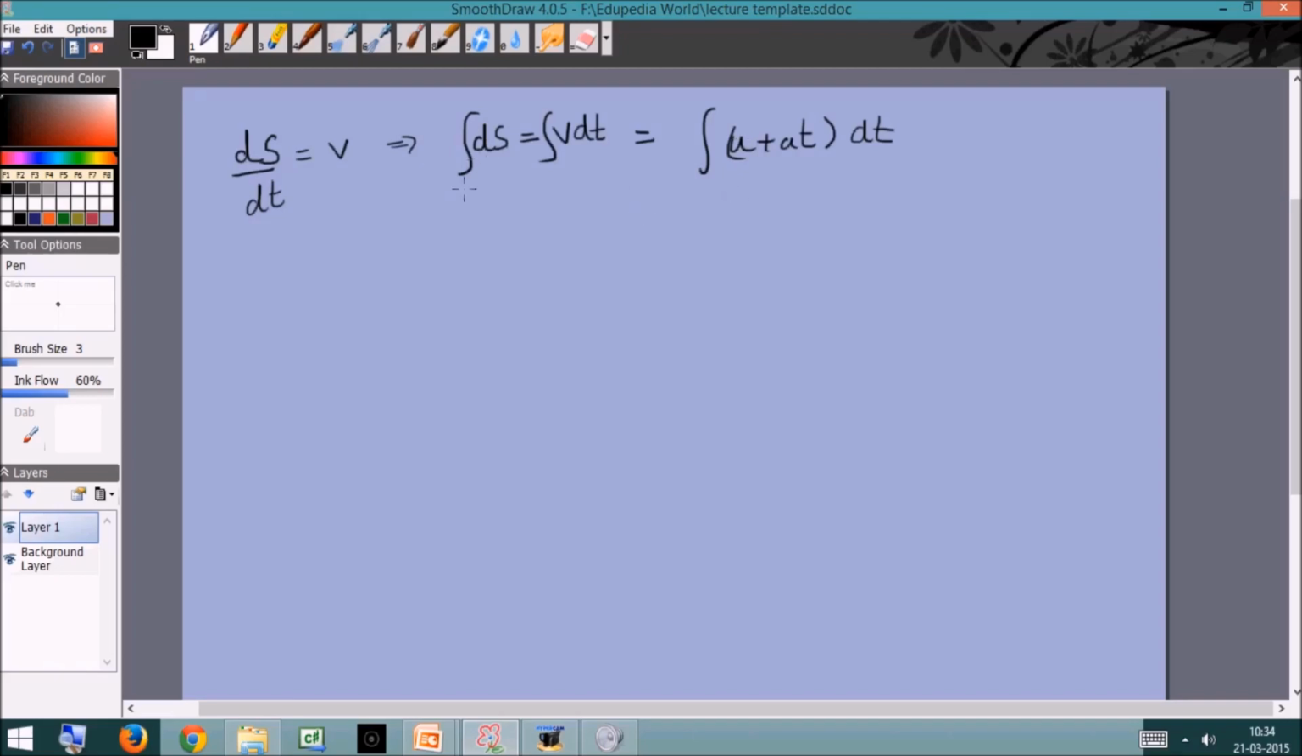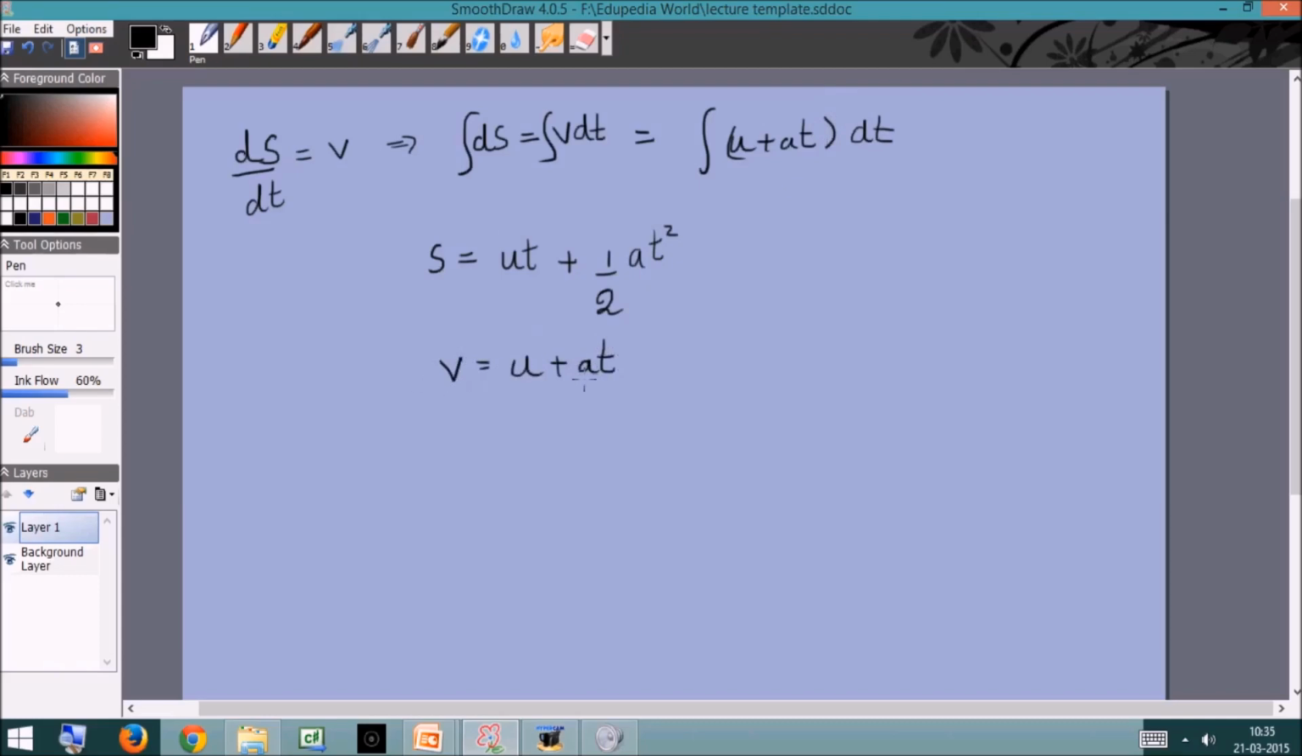So, and again I could do it by both methods. In this case I'm just going to do it by definite integration, and ds from 0 to s becomes s, and that is equal to the integral of u dt would become ut, and the integral of at would become half at square. Since at can be written as a into t to the power 1, the integral of t to the power 1 would be t to the power 2 divided by 2. So this is the second equation. This was the first equation which we got.